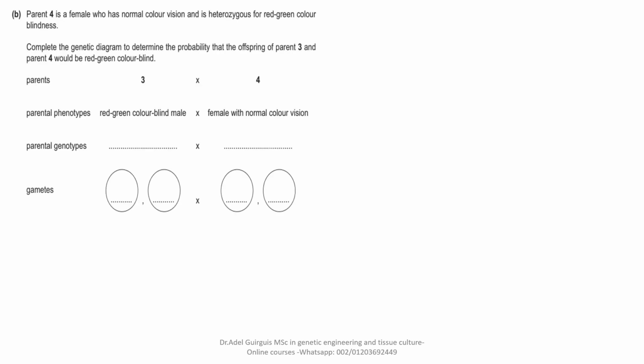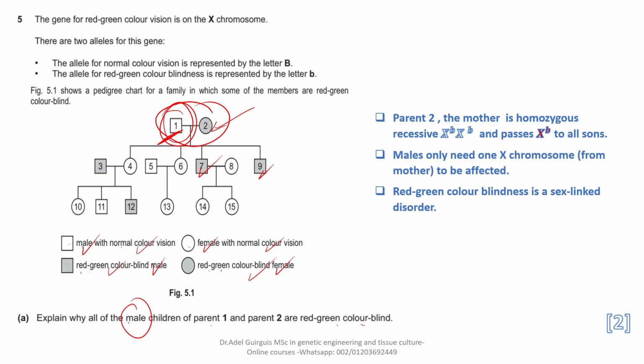Now for part P of this problem, parent 4 is a female who has normal color vision and is heterozygous, I mean XP capital, XP small. Complete the genetic diagram to determine the probability that the offspring of parent 3 and parent 4 would be red-green color blind. Look at 3 and 4 again. Where is 3? 3, this one, and 4.